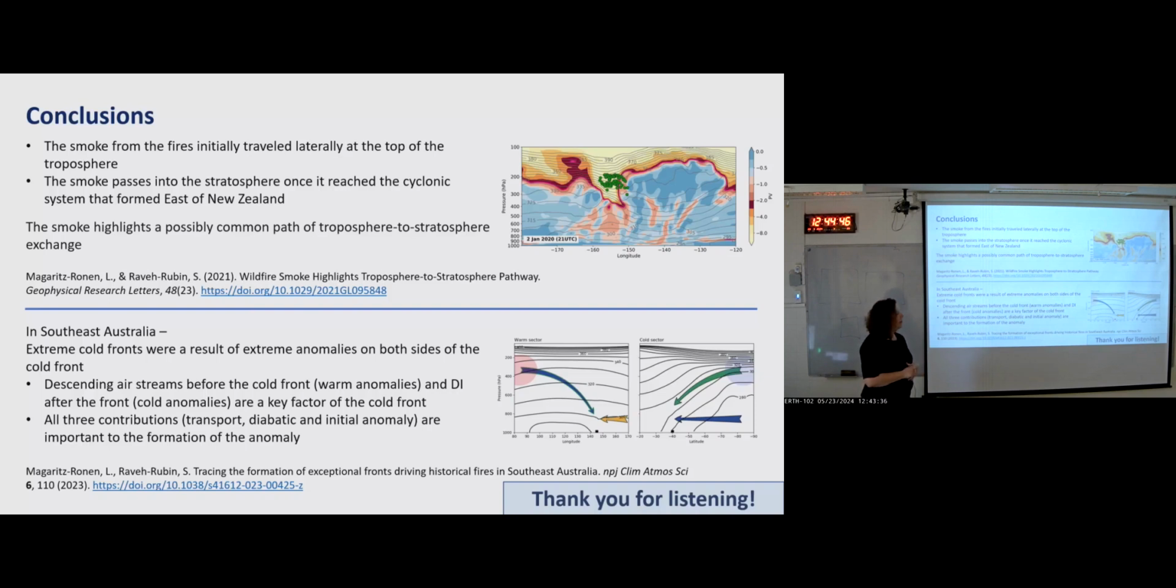So sometimes a dry intrusion might not be as descending. Our database sets it at 400 hectopascals in 48 hours, so maybe it was 380 and it doesn't fit. We never checked it because we didn't get around to it. But I'm assuming there are some descending airstreams there also.